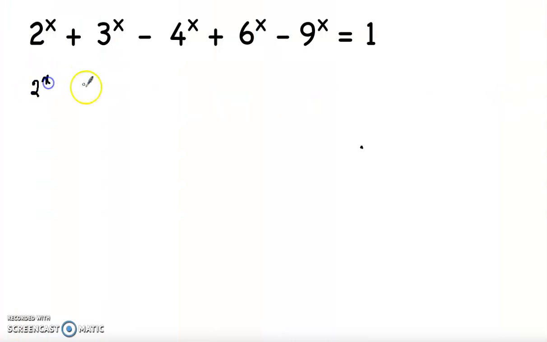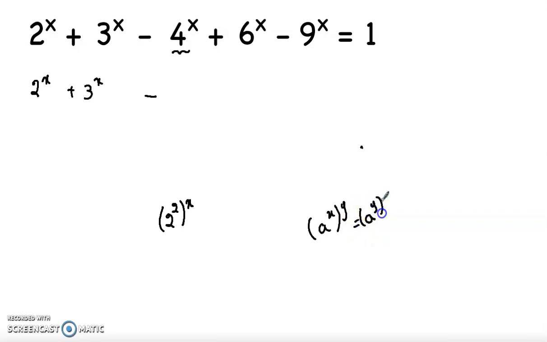2 to power x plus 3 to power x minus... Now 4 to power x is equal to 2 squared to power x. But we know that a to power x to power y is equal to a to power y to power x. So this can be written as 2 to power x all squared. So minus 2 to power x squared.